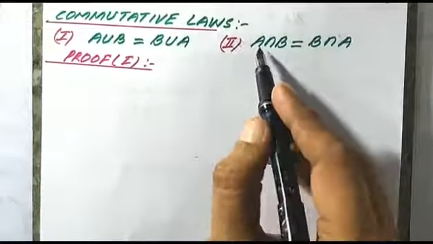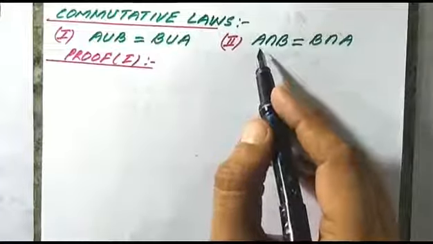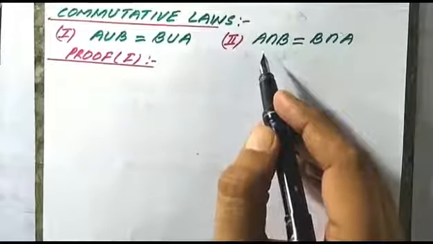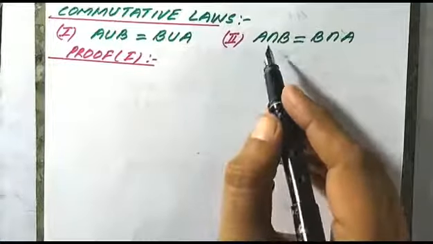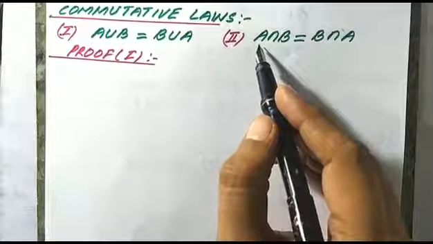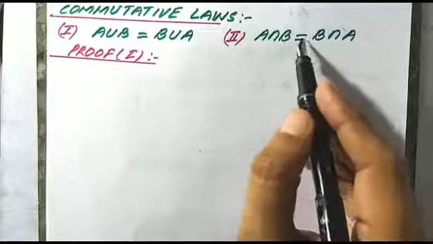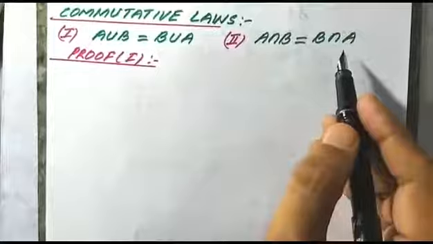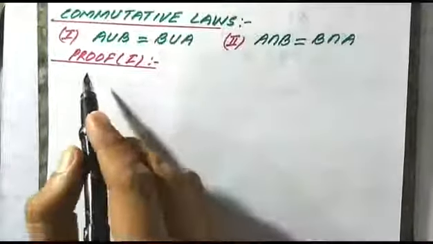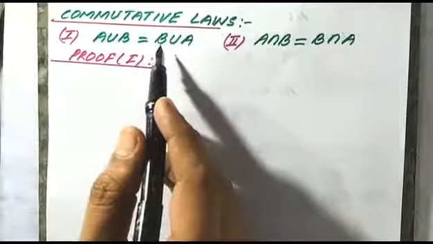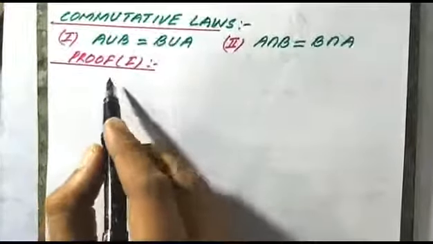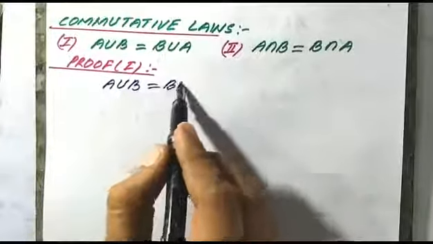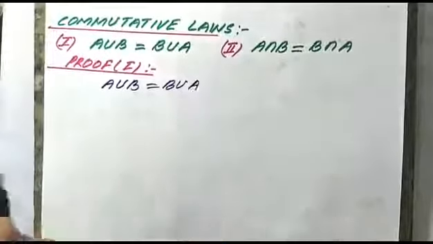So similarly, as the sequence of sets in the case of union is not important, in the case of intersection too, the sequence of the sets doesn't matter. So we are going to prove the first commutative law, that is A union B is equal to B union A.